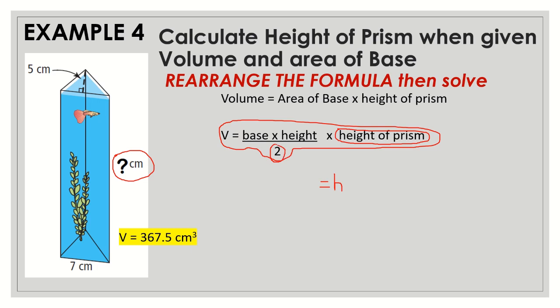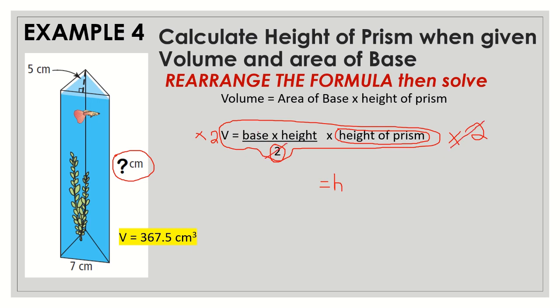I'm going to take this 2. Right now, it's being divided. It's on the bottom of the fraction. So the opposite of divide is multiply. So I'm going to multiply this whole side by 2. But what I do to the right side in algebra, I do to the left. So the volume over here, I'm going to multiply that by 2 as well. So that's 2 times the volume, and now the 2's cancel.